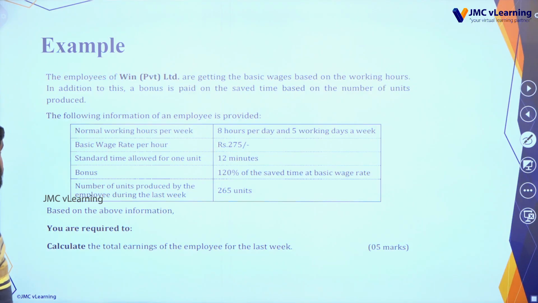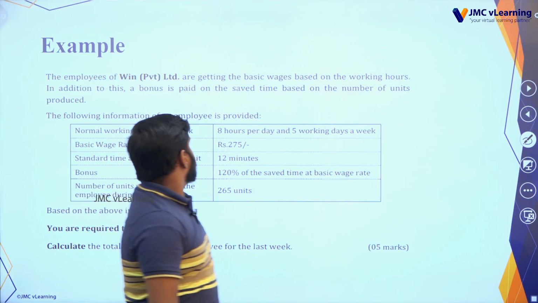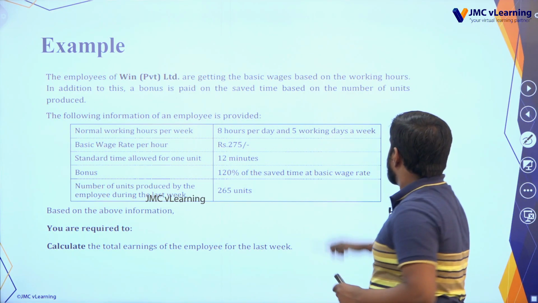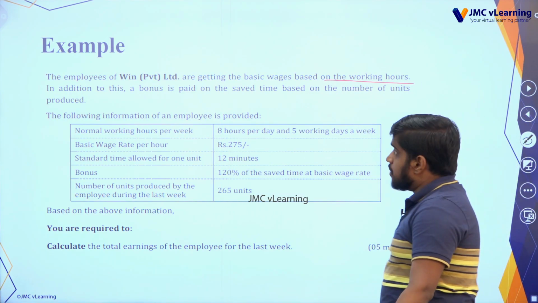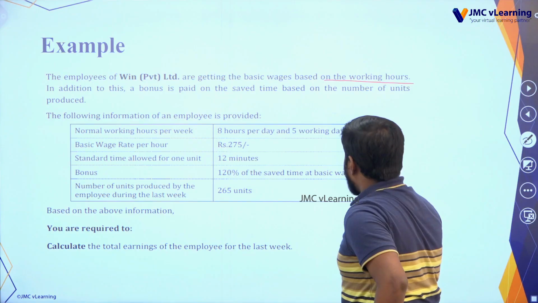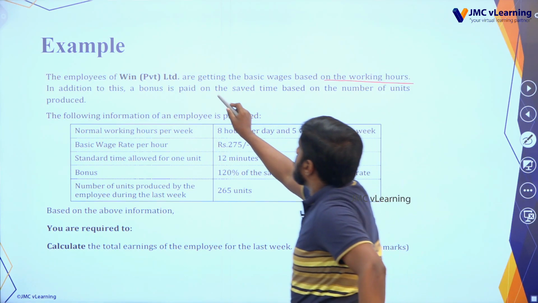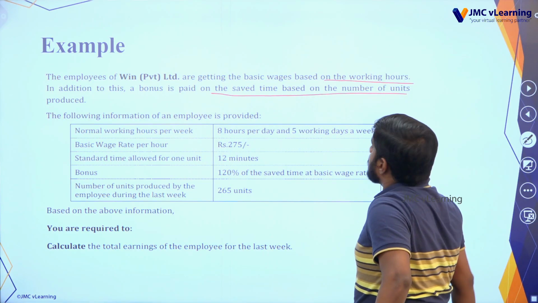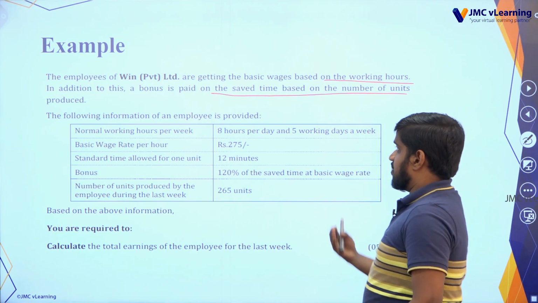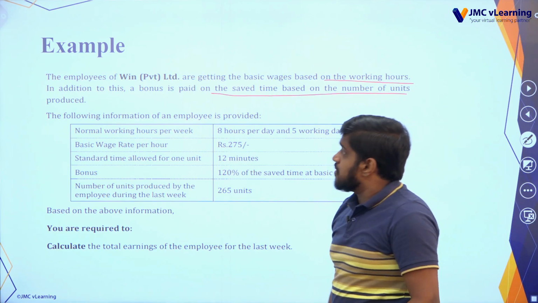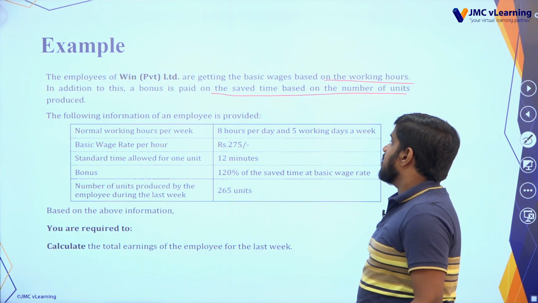Then they say the employees of Win Private Limited are getting the basic wages based on the working hours. In addition to this, a bonus is paid on the saved time, based on the number of units produced. The following information of an employee is provided.